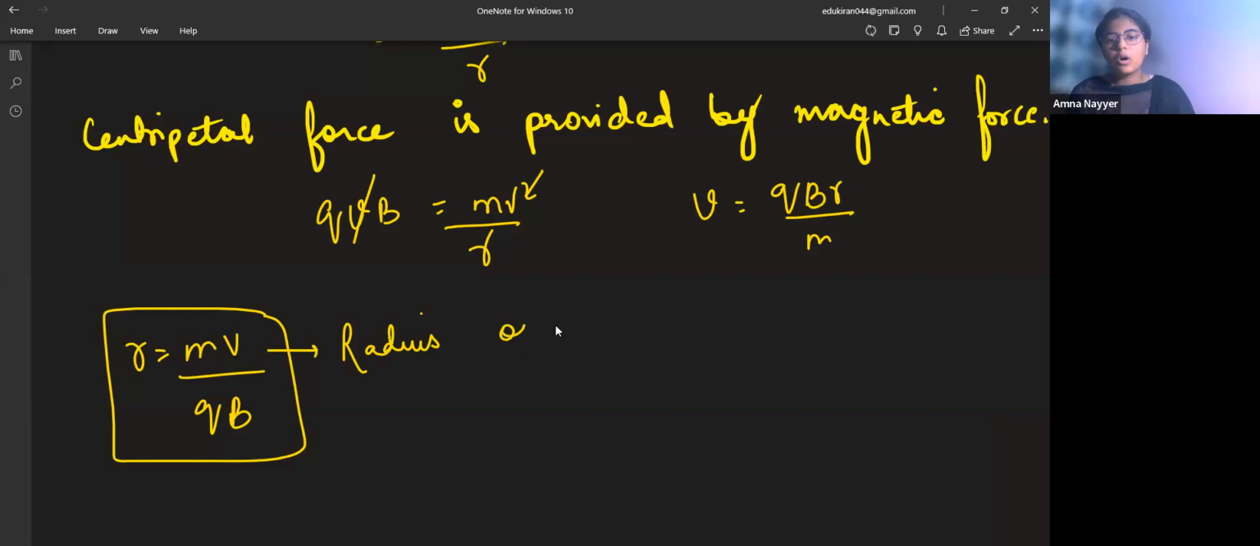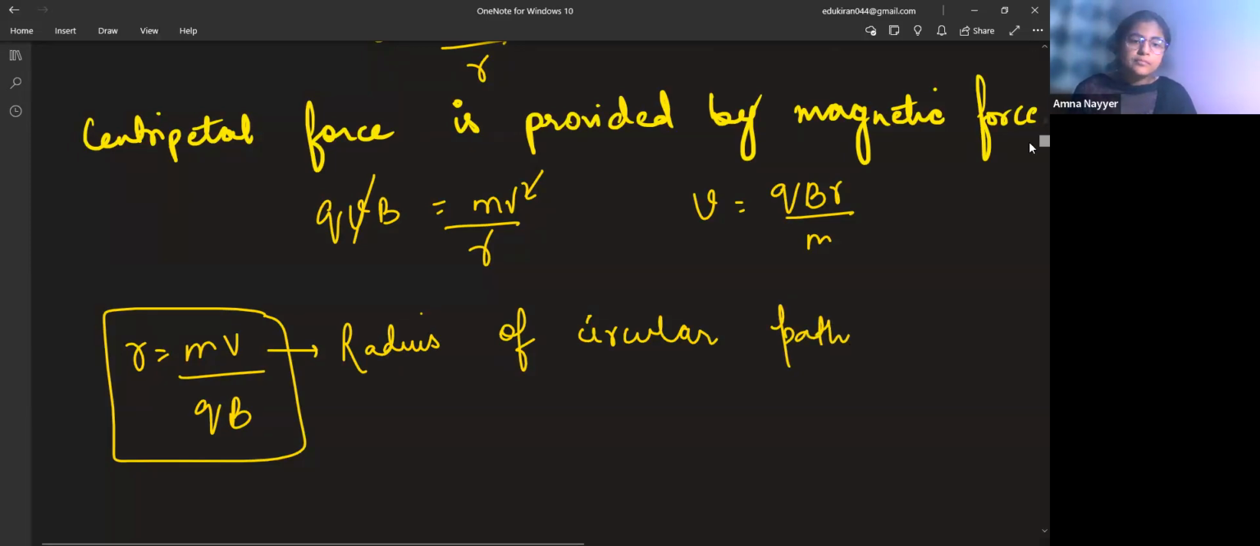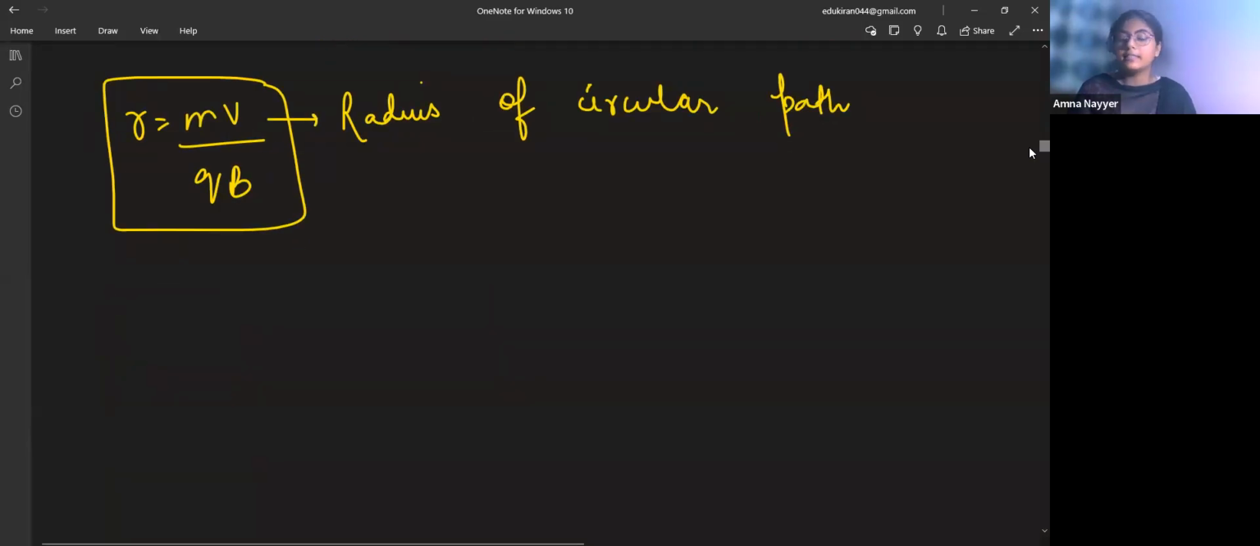The radius of circular path. So this is the formula of radius.